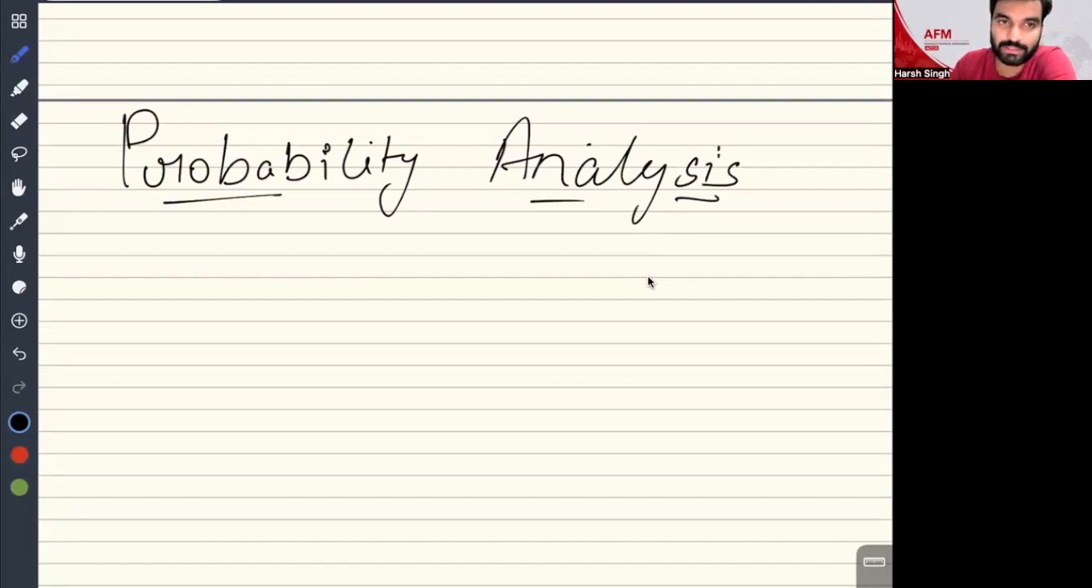Probability analysis. Now, in probability analysis we have different things. First of all, we have independent events. The occurrence of one event does not affect the other event. That is independent. Conditional, the occurrence of one event is going to affect another event. And then exclusive. Occurrence of one event will ensure that the other event will not happen. That is, two events will not happen together.